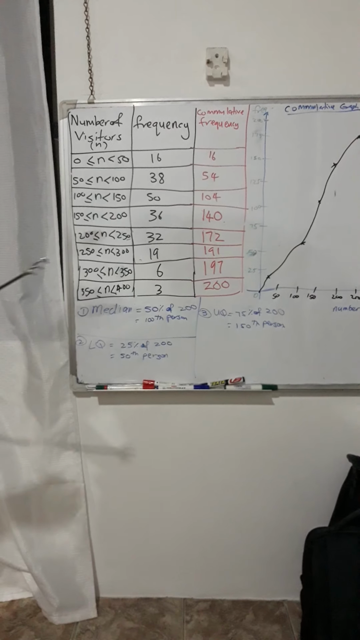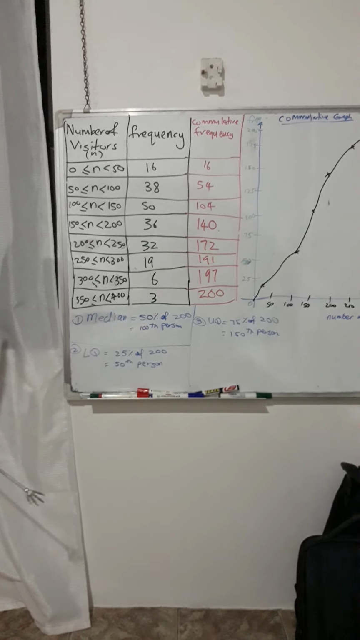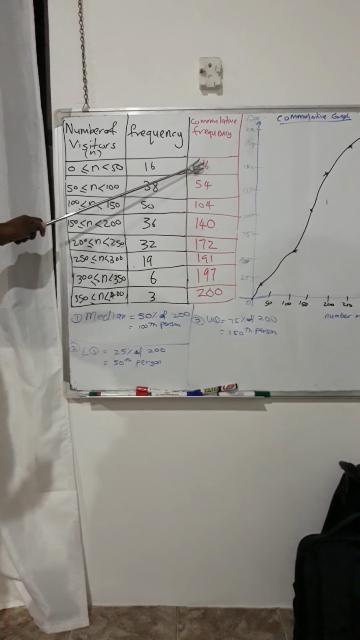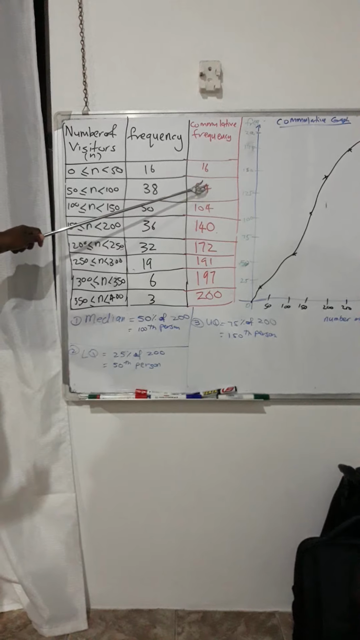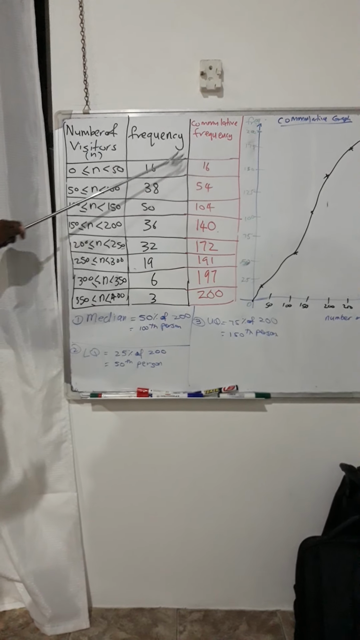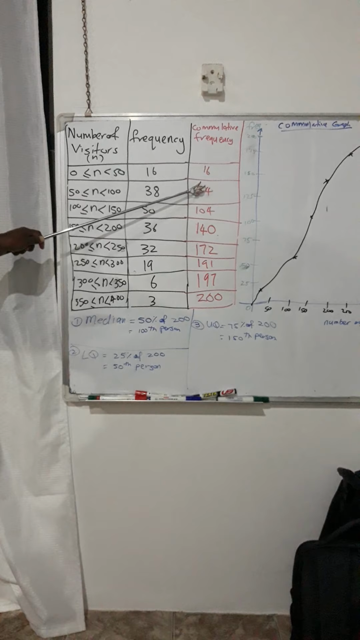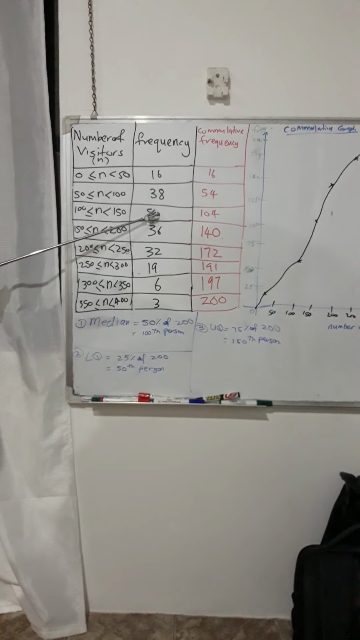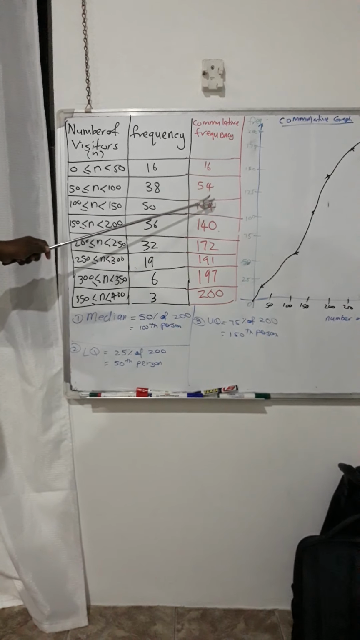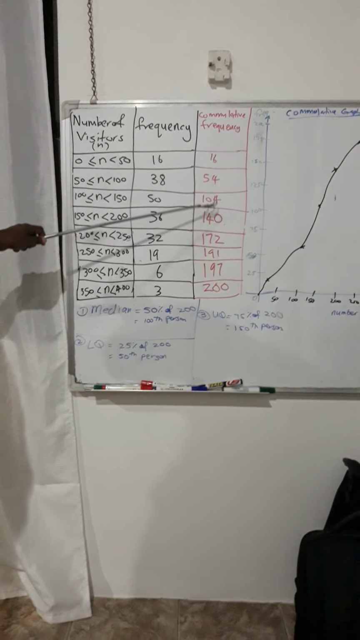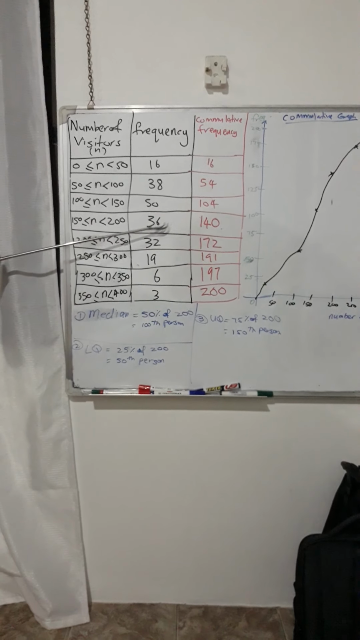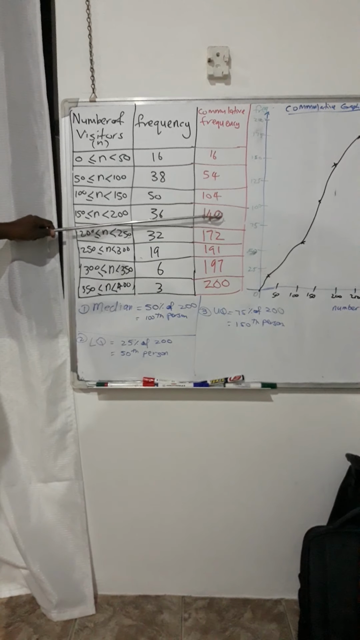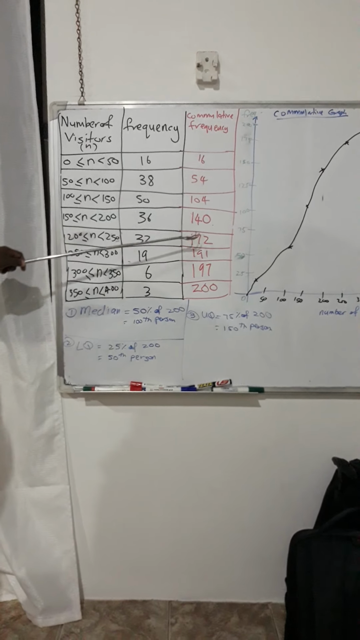Cumulative frequency basically means the frequency calculated so far. So far the total is 16. And then so far the total here is 54. That is 16 plus 38 giving you 54. Then the total is 104: 54 plus 50 is 104. After that my cumulative frequency is 140. We get that by 104 plus 36. So basically the description for cumulative frequency is the frequency calculated so far.